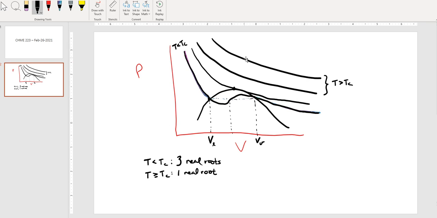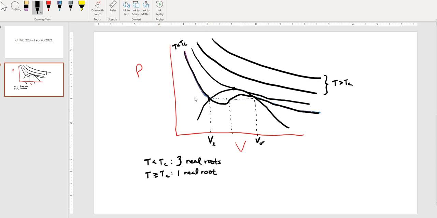If we are in the single phase region, we still have three roots, but only one of those solutions for volume is going to be a real number. The other two roots for the equation are going to be imaginary numbers, and in chemical engineering, we don't ever deal with imaginary numbers. We throw those out. If we have a temperature less than the critical temperature, we can have three real roots.